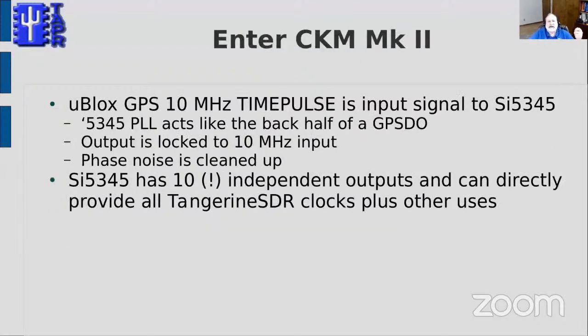So based on those ideas, we started from scratch with the Mark II clock module. We're going to use a Ublox GPS time pulse at 10 megahertz that's fed as the input signal to a Silicon Labs 5345 jitter attenuator chip. The PLL in that chip is actually acting like a GPSDO. The output of the chip is synthesized to the frequency we want, and that's locked to the 10 megahertz input, but its phase noise is significantly cleaned up. And the 5345 chip is great. It's got 10 independent outputs, and it can directly provide all the Tangerine SDR clocks, plus a whole bunch left over to use for other things if we want.